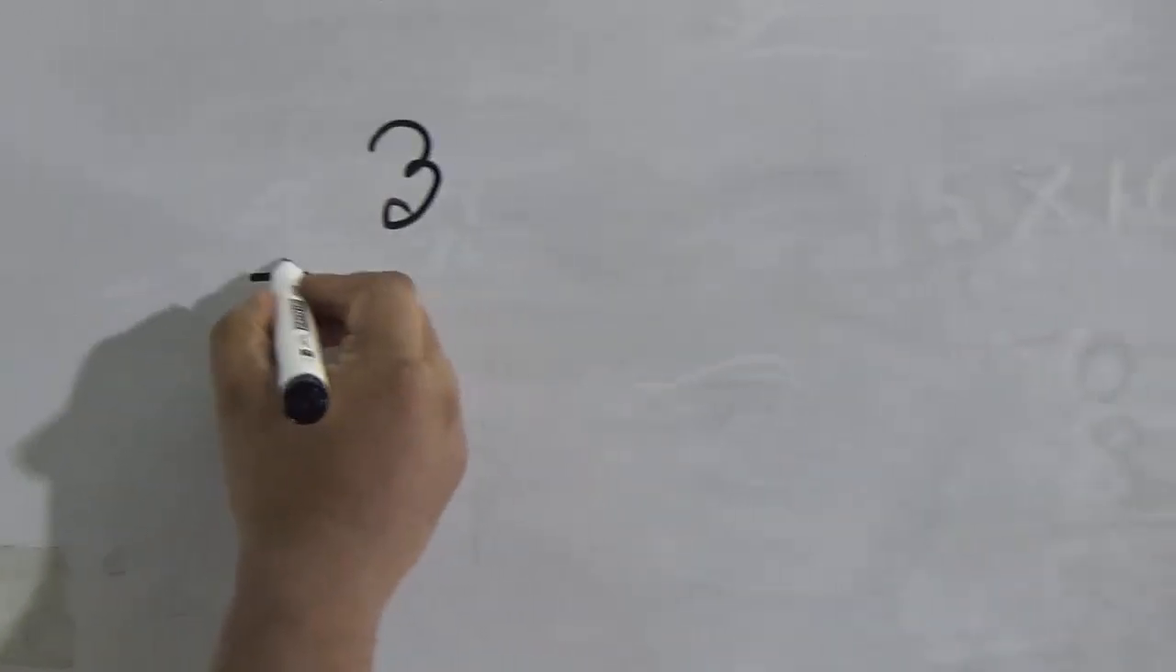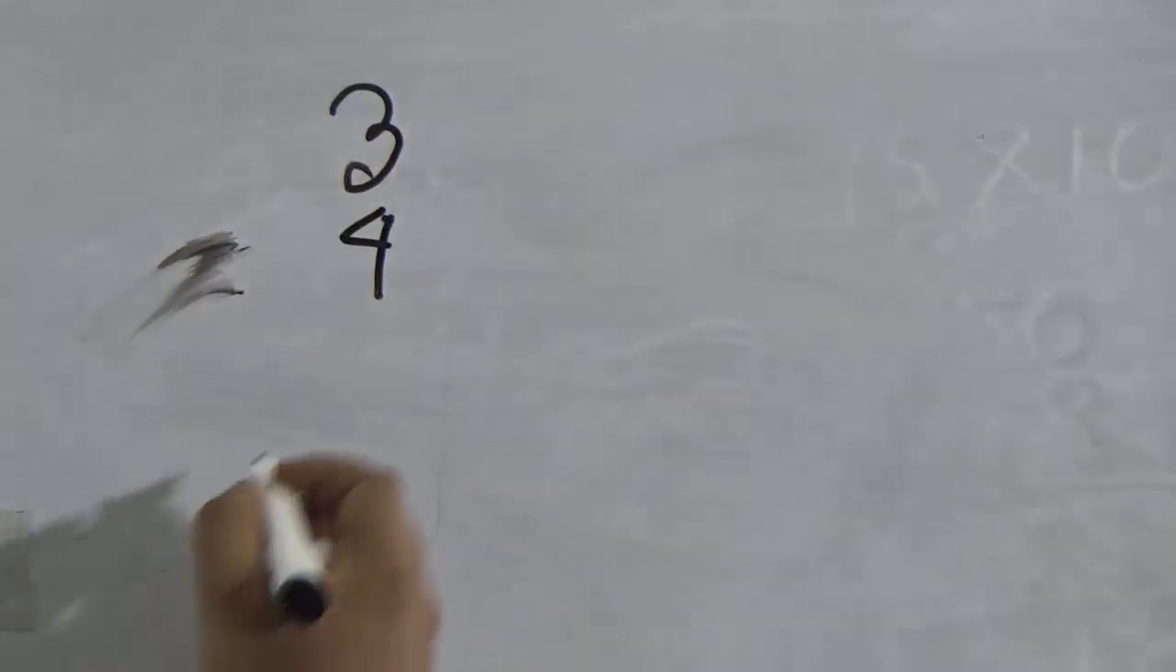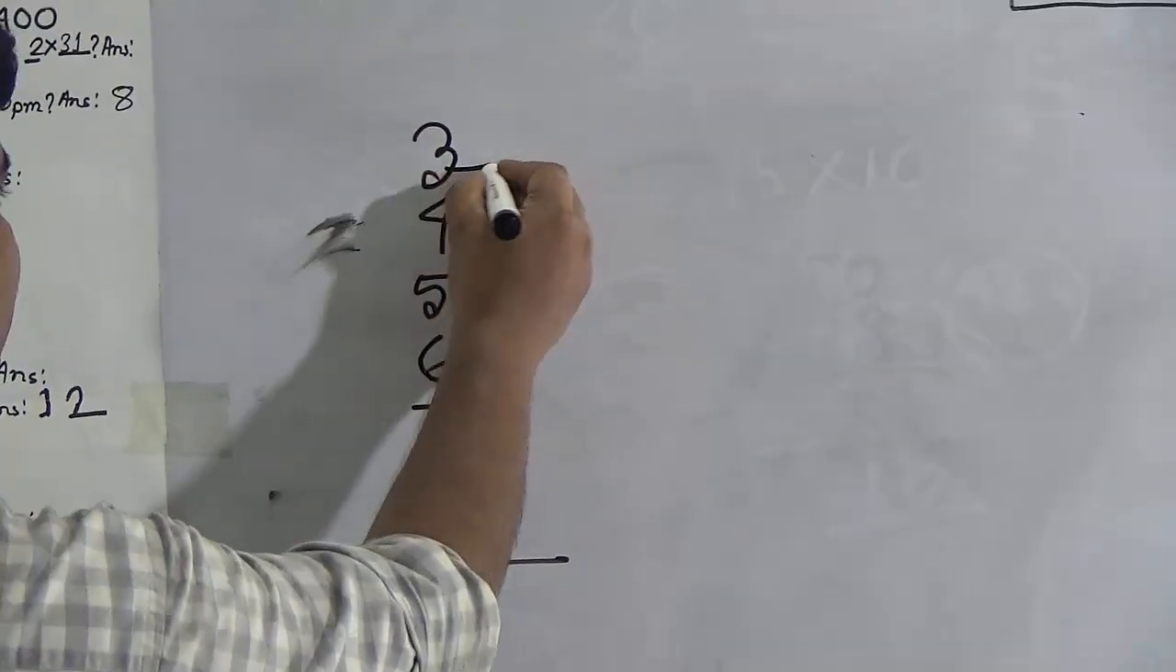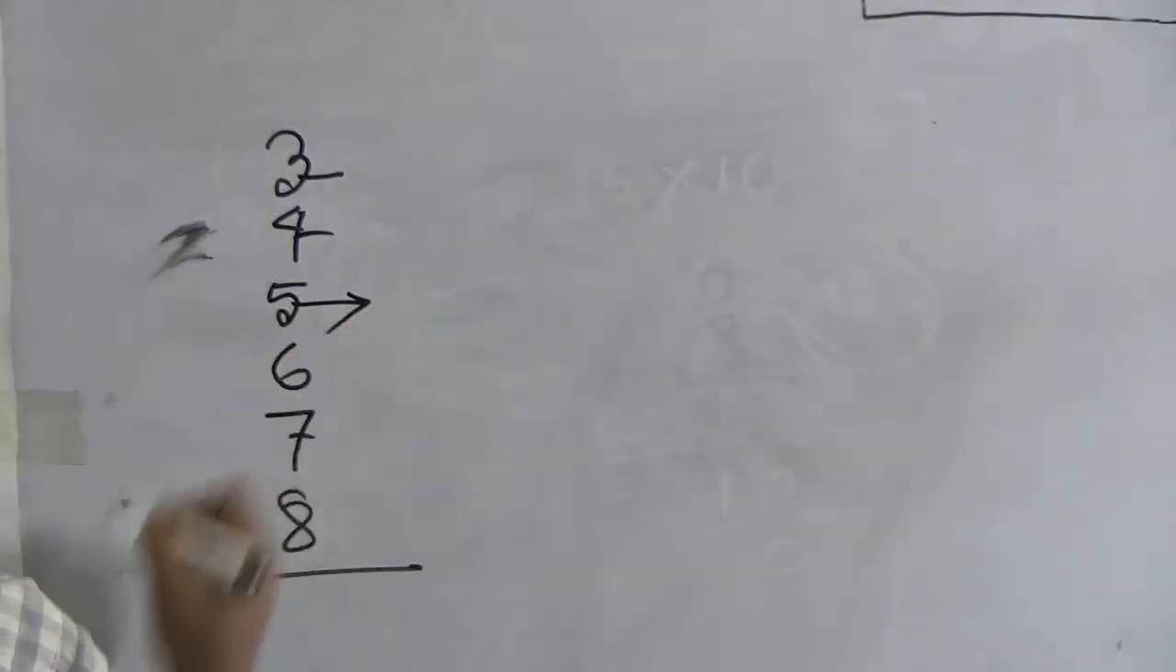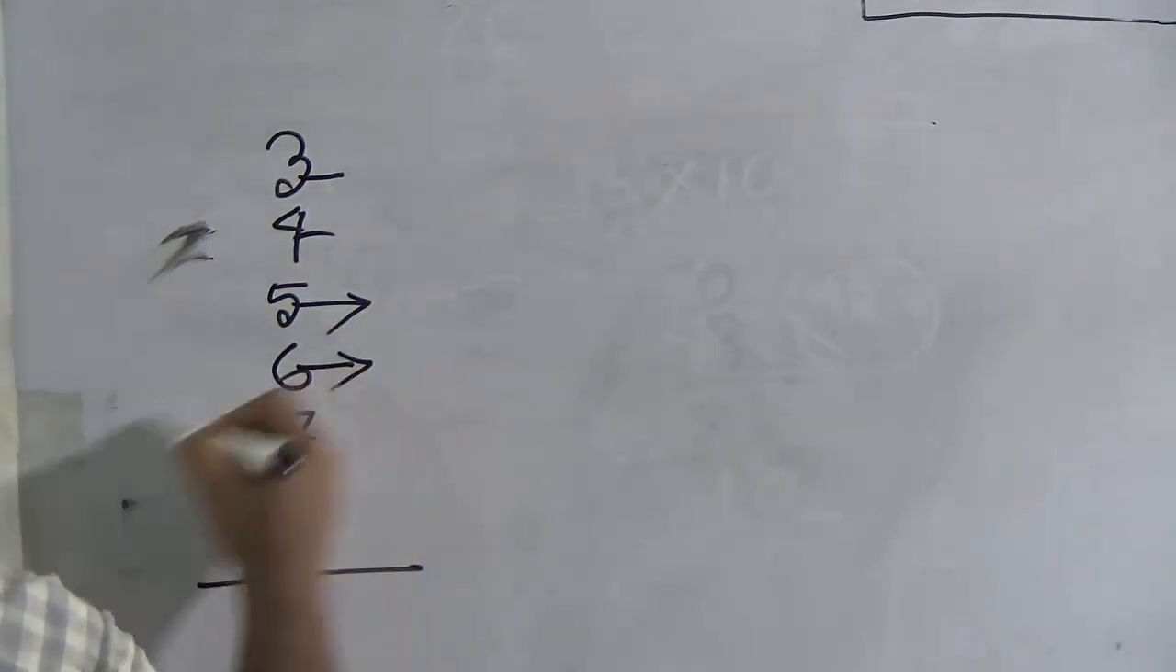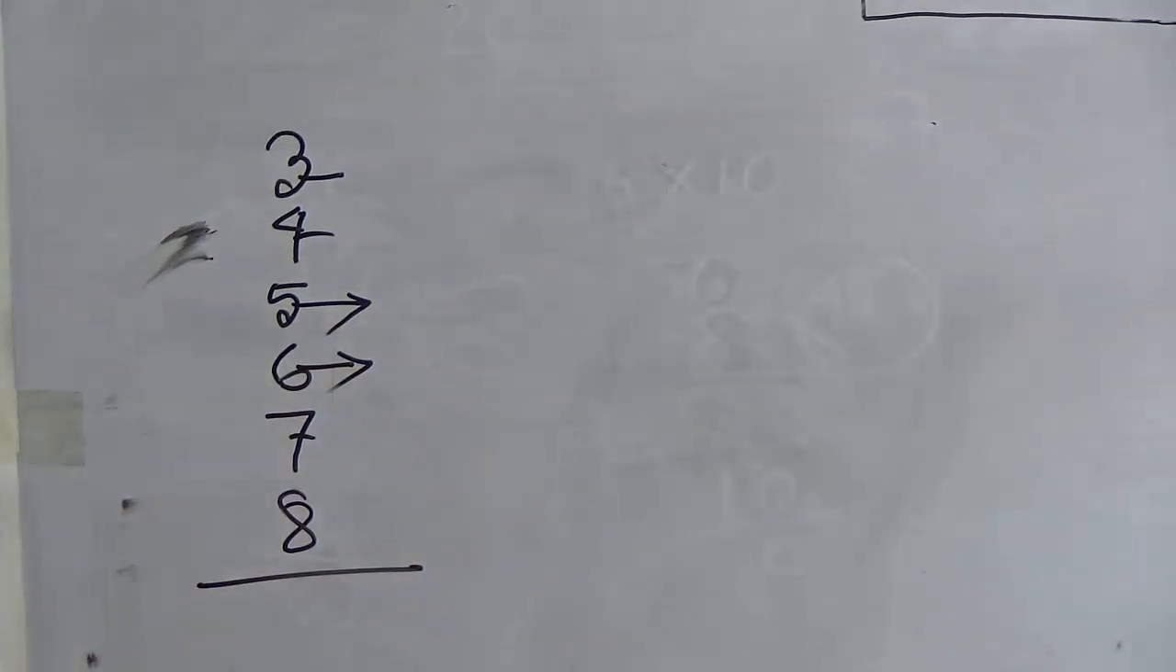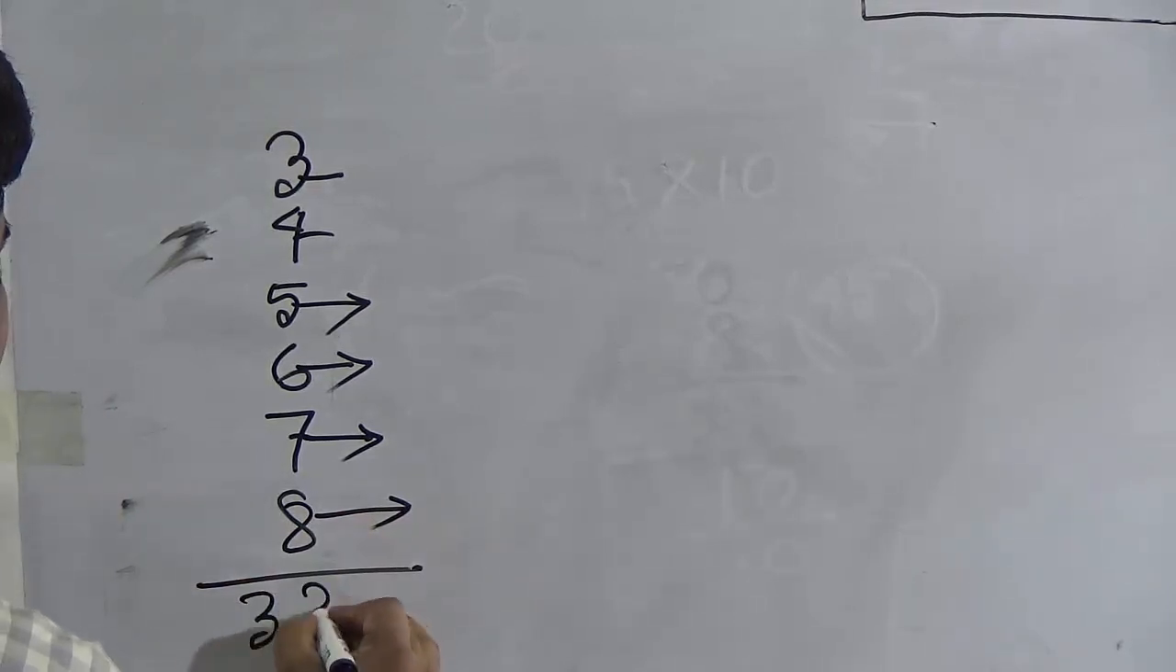Student, notice you add 3 to 8. So starting from 3: 3, 4, 5, 6, 7, and 8. Now we add these whole numbers: 3 and 4 is 7, 7 and 5 is 12, 12 and 6 is 18, 18 and 7 is 25, 25 and 8 is 33.